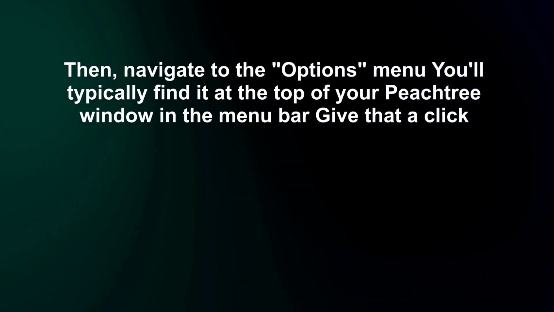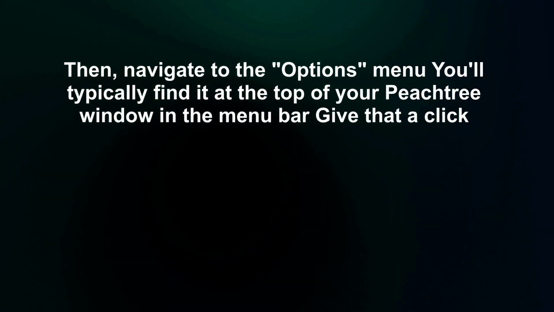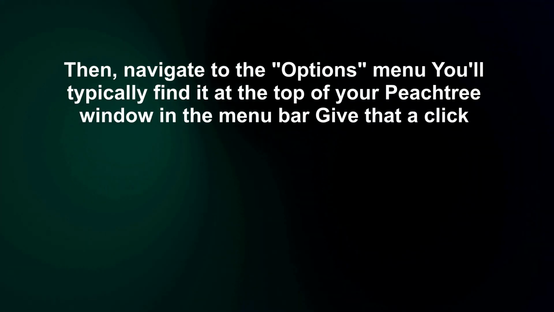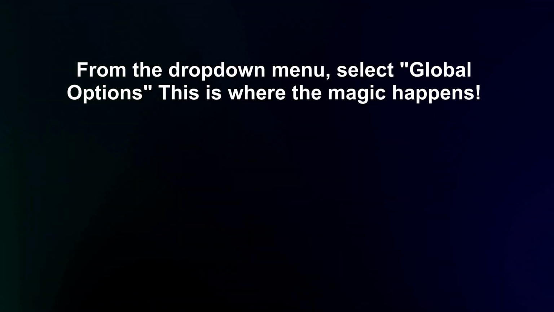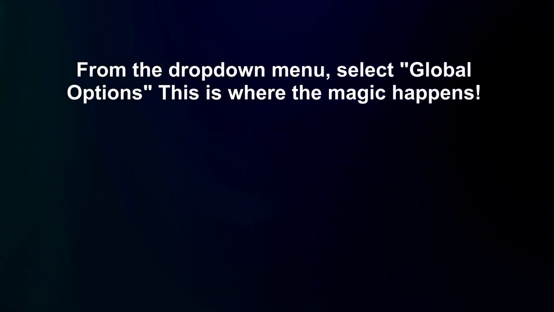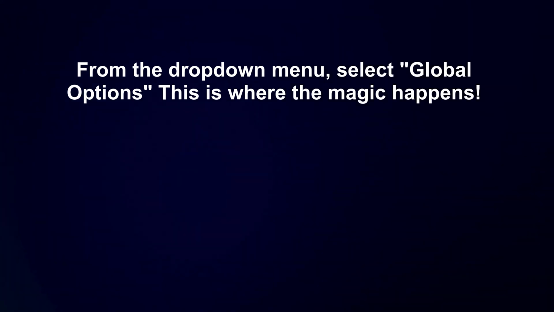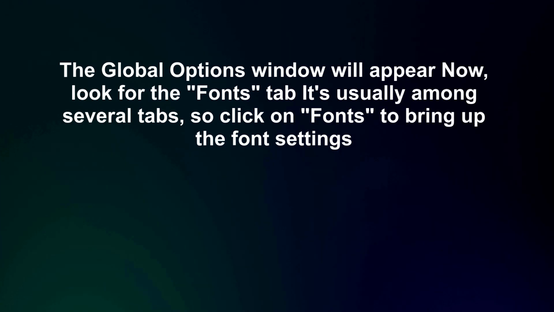Then, navigate to the Options menu. You'll typically find it at the top of your Peachtree window in the menu bar, so give that a click. From the drop-down menu, select Global Options. This is where the magic happens. The Global Options window will appear now.